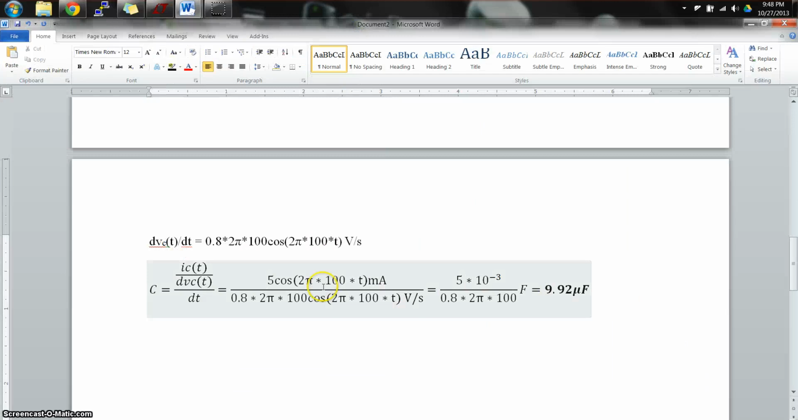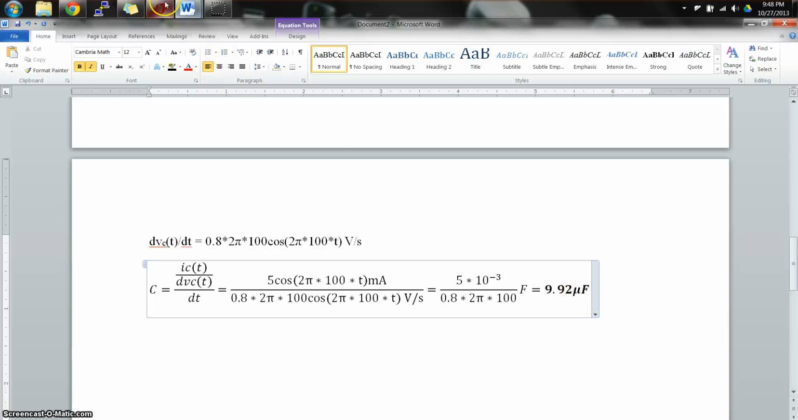And if you plug in all this, you get 5 times the cosine milliamps over all this times the cosine in volts per second. Conveniently, there's a cosine 2 pi 100t, and down here, there's a cosine of 2 pi 100t. So those just cancel out, and that's probably going to be true for any simple equation you have with a capacitor or an inductor. And then you're left with a 5 times 10 to the minus 3 because of this milli up here. And on the bottom, you have a 0.8 times 2 pi times 100. And the units of capacitance are farads, so I just put that here. And you will crank that out, and you get 9.92 microfarads.